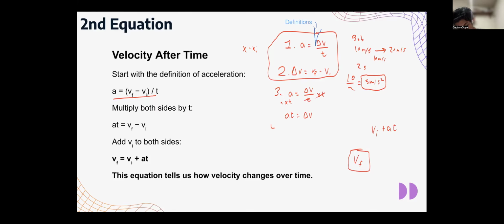You guys understand step three? Does that make sense to you guys? Yes, yes, no, yes, anything.